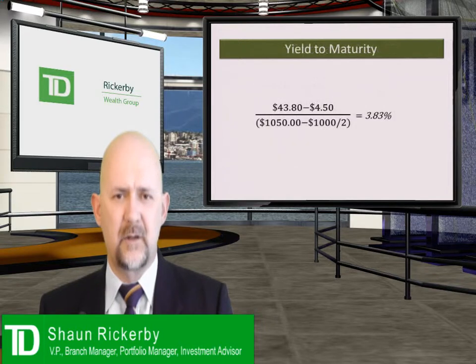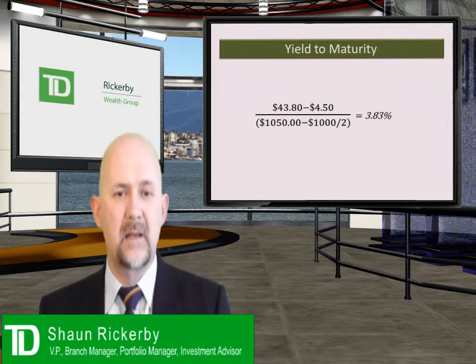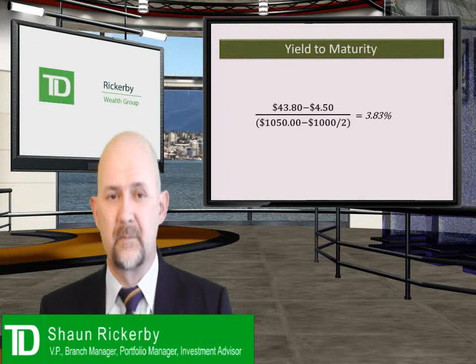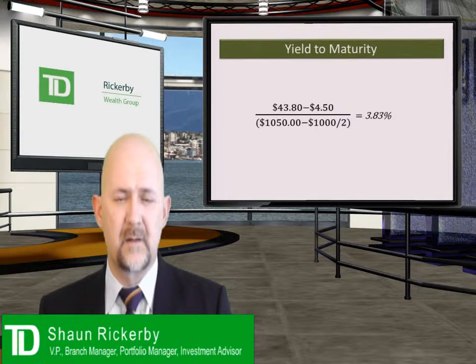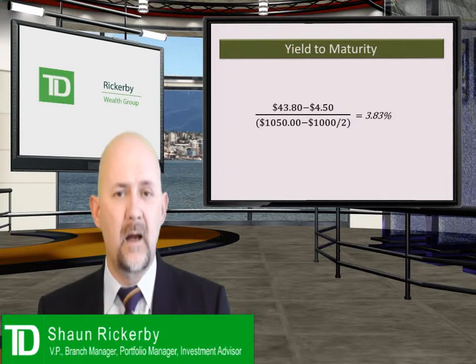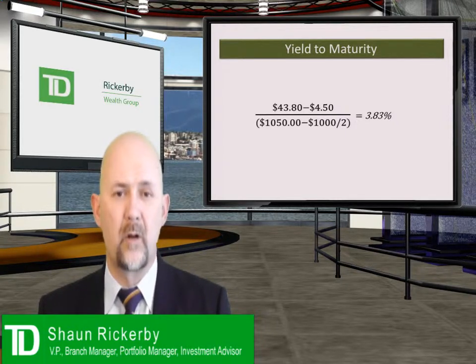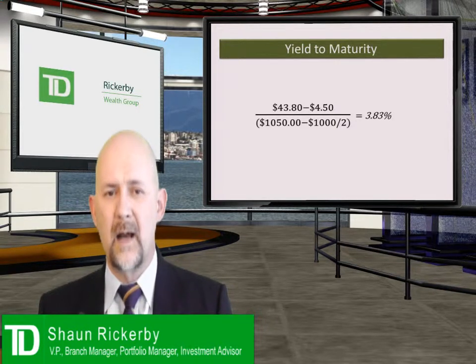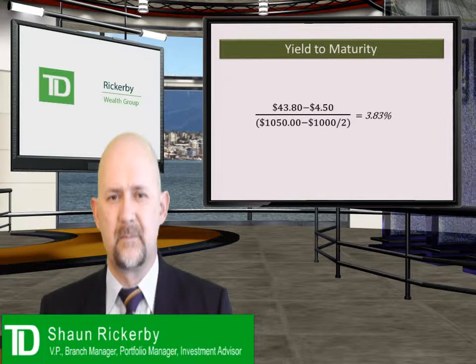It's called the yield to maturity. This takes into account the years remaining until the bond matures, because we're buying the bond for $1,050 and it will mature at $1,000. In our Sun Life example, the $50 loss is amortized over the remaining 9 years of the bond, or $4.50 a year in capital loss. And thus, when you look at the formula, the more accurate yield to maturity is about 3.83%.